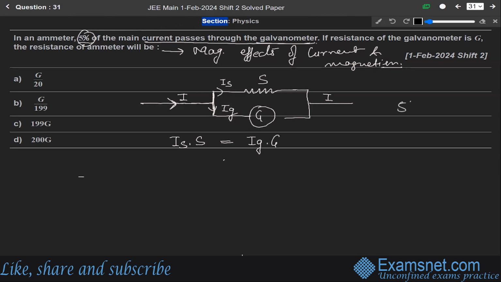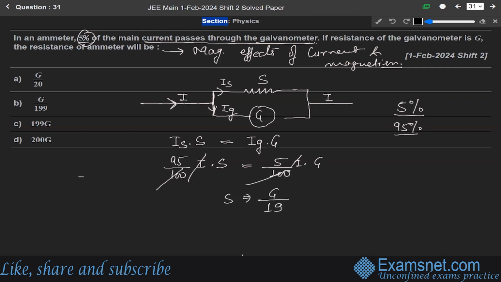Now 5% passes through the galvanometer, so the remaining 95% will pass through the shunt resistance S. So 95 over 100 I current passes through S, into S, will be equal to 5 over 100 I current into galvanometer G. So I cancels, 100 cancels, and S will be equal to G over 19. Let us say this is equation number 1.